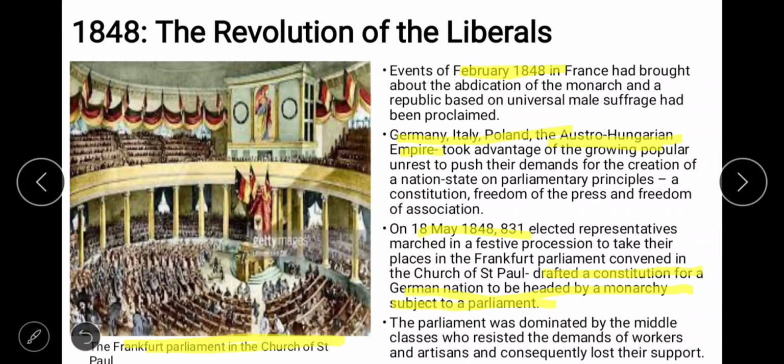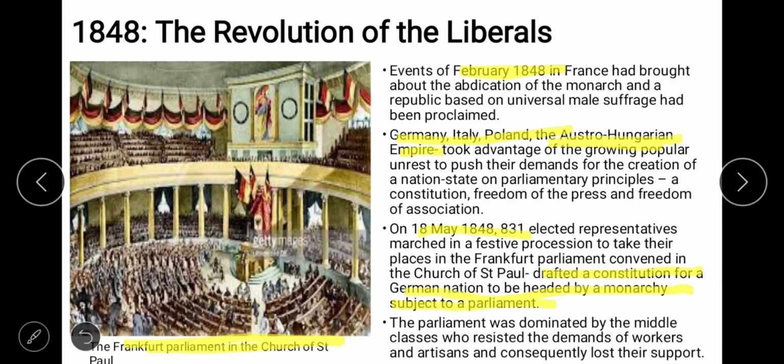So the head would remain a monarchy, whereas the administration would be by parliament. It wouldn't be a monarchical rule. They wanted a nation state. When the deputies offered the crown on these terms to Friedrich Wilhelm IV, the then king of Prussia, he rejected it and joined other monarchs to oppose the elected assembly. The opposition of the aristocracy and military became stronger.